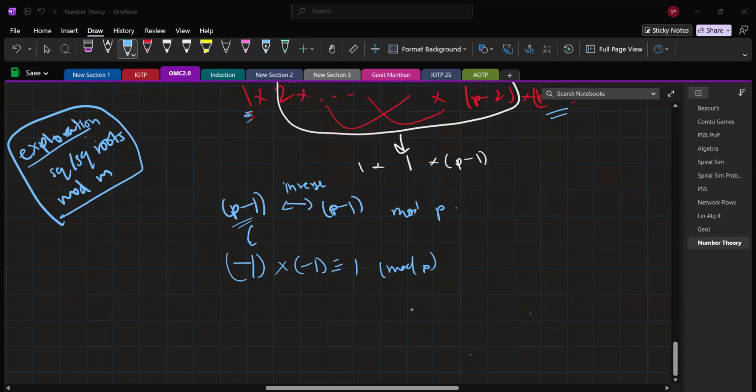We can also say that if p is a perfect square, then root p plus 1 squared is also 1 mod p. Okay, yeah, that's a discussion for another day though. I just left it as an open-ended question for you guys to try later. Anyways, we have minus 1 times minus 1.